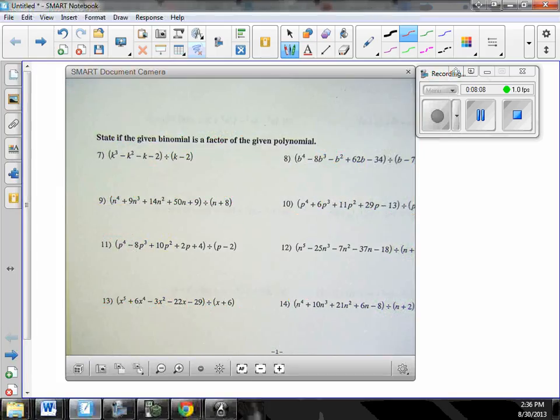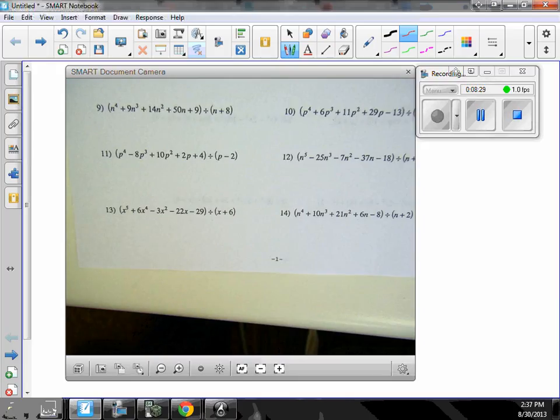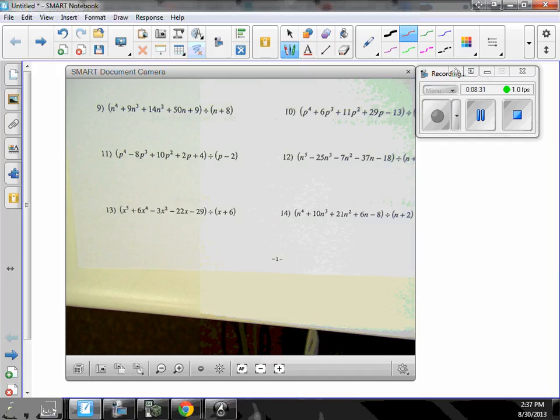Okay, so let's try, let's do 13. 13 has 5 terms, but something's wrong with 13. I'm missing an x to the third. So I'm going to put negative 6 in the box because my factor is x plus 6, so my root is negative 6.